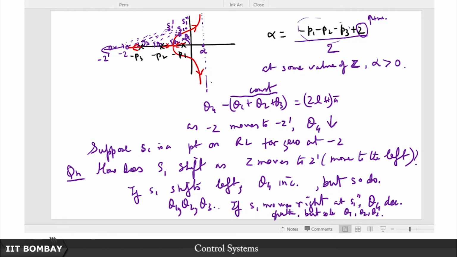So for an incremental change, if the change in theta 4 is delta, then probably the change in theta 1, theta 2 and theta 3 is 3 delta. I mean, just roughly speaking. I am not saying this is accurate, you probably need to do a sensitivity analysis with respect to z, right?